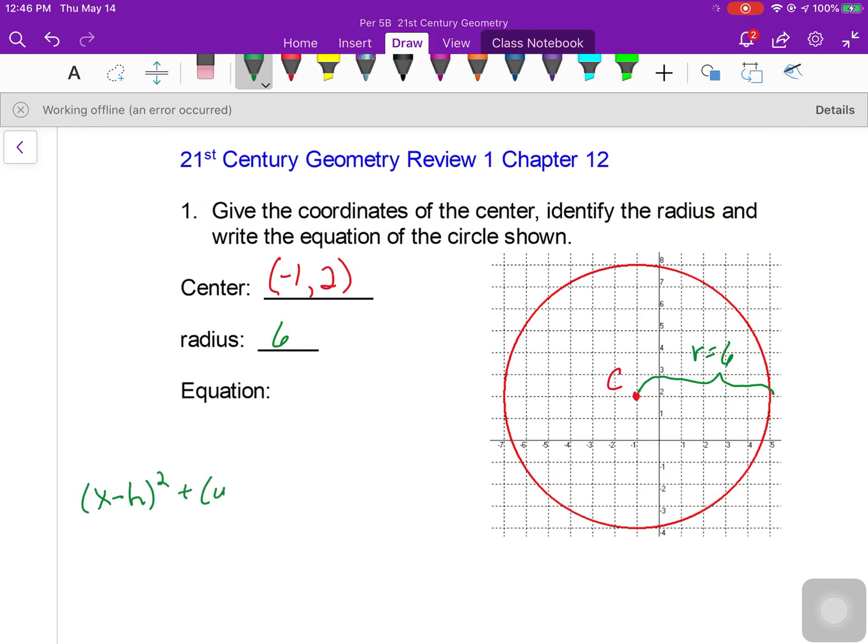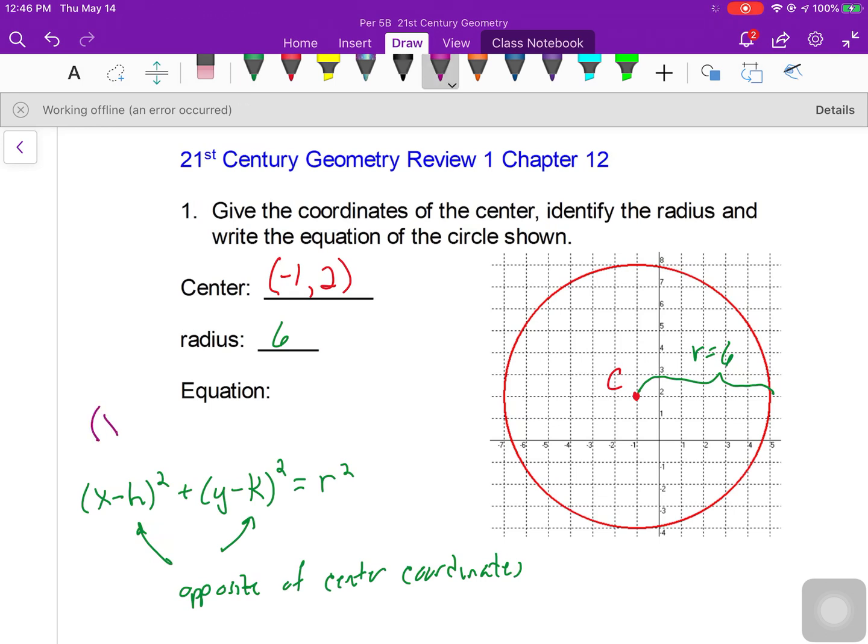Now, the standard form for the equation of a circle, we learned in this chapter, was in this form: (x - h) squared plus (y - k) squared equals r squared. So notice in here, we're going to use the opposite of the center coordinates. By that I mean for our equation, we're going to put x, and then the opposite of -1 would be +1, squared, plus y, and then the opposite of +2 is -2, squared.